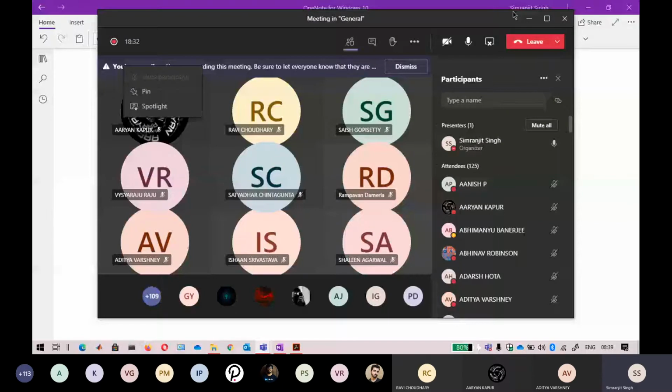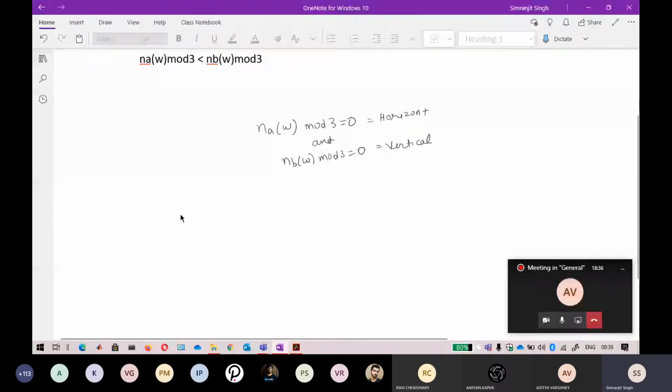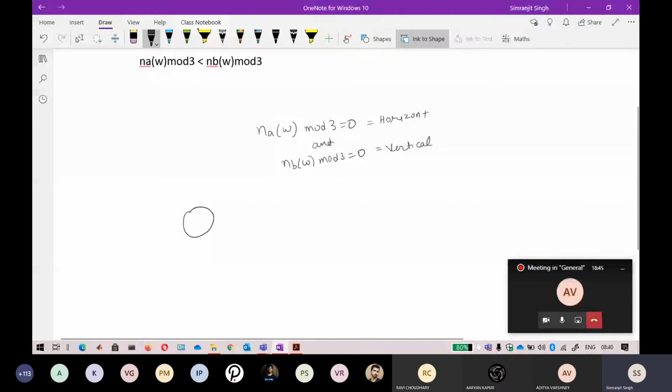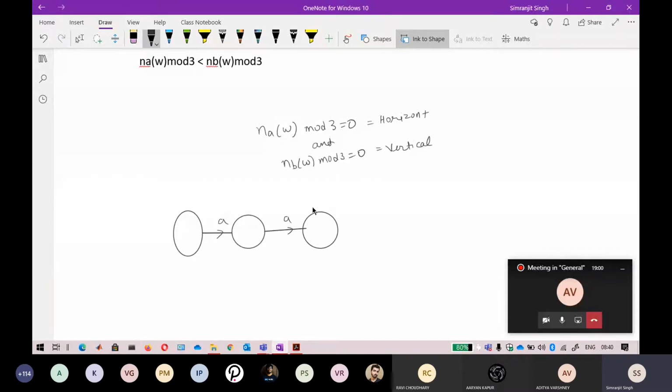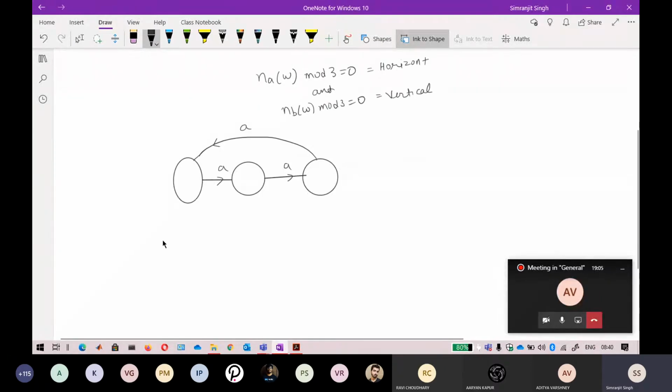Okay, so now I am taking the number of A's in the horizontal way. For the number of A's, I have to design a mod here. So number of A's: 1, 2, and then 3. That will be your number of A's. Now go with the number of B's: 1, 2 and 3. That will be your number of B's.